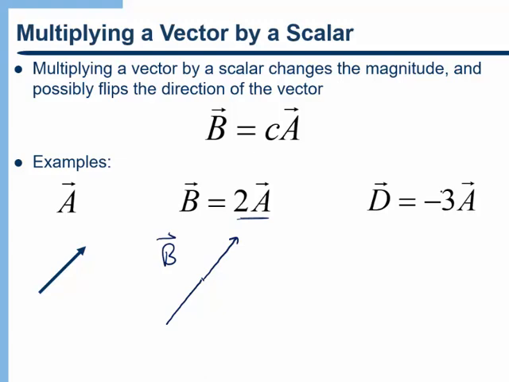If you're multiplying by a negative scalar, then not only will you change the magnitude of the vector, but you will flip the direction. So if vector d is negative 3 times vector a, we want a vector that's in the opposite direction of a and 3 times as long. Therefore, that would be vector d.